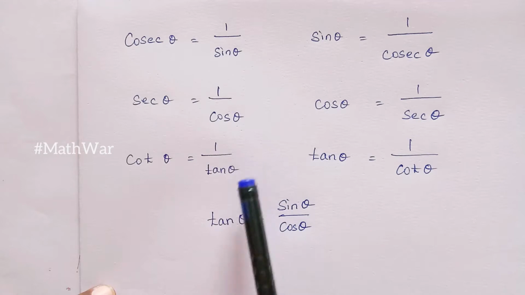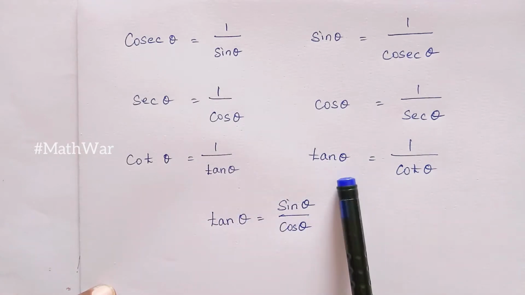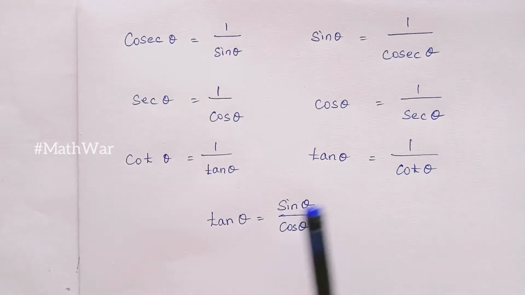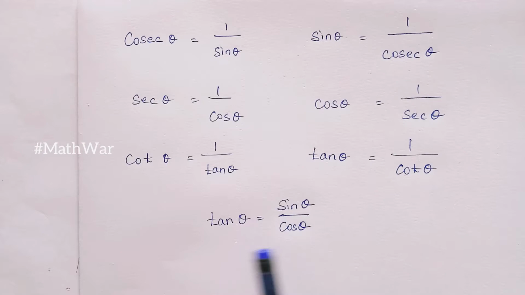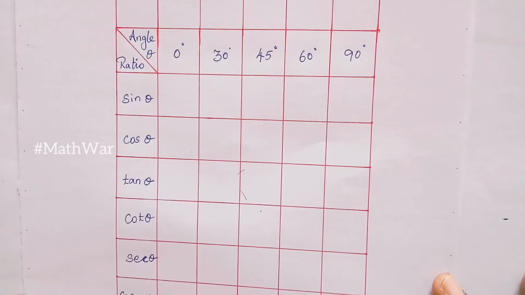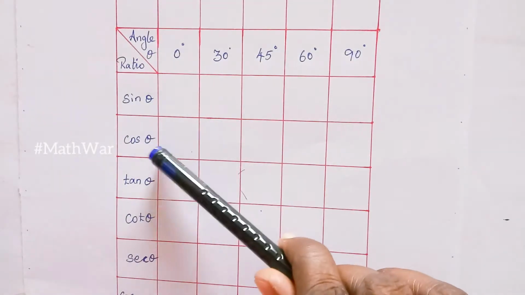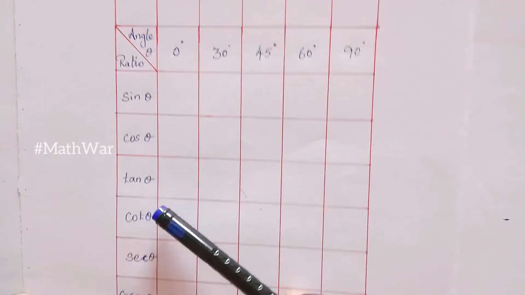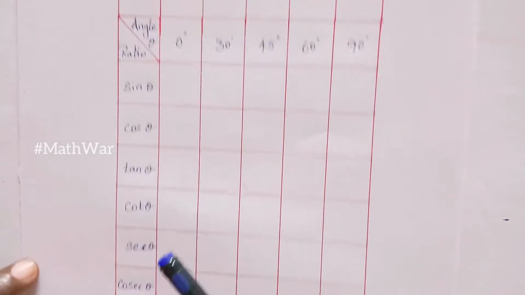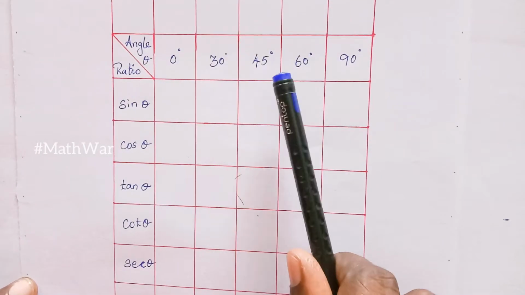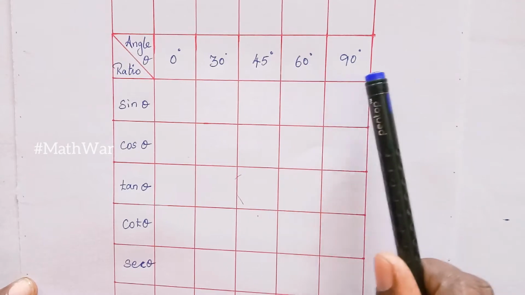Cot theta equals the reciprocal of tan theta. In the same way, tan theta equals 1 by cot theta. Another important thing is tan theta is equal to sin theta by cos theta. When you divide sin theta by cos theta, we get tan theta. Here in this table, we have 6 trigonometrical ratios: sin theta, cos theta, tan theta, cot theta, secant theta and cosecant theta. And we have the standard angles: 0 degree, 30 degree, 45 degree, 60 degree and 90 degree.